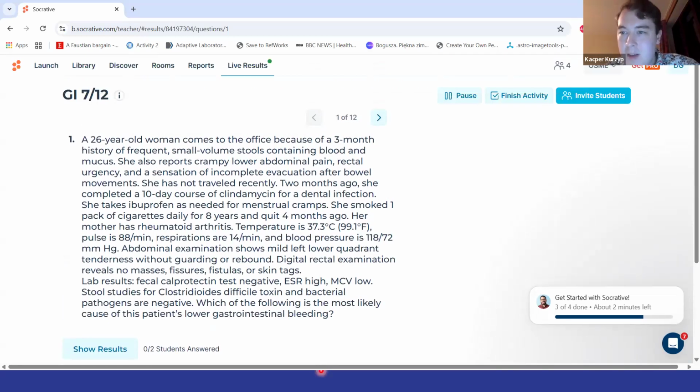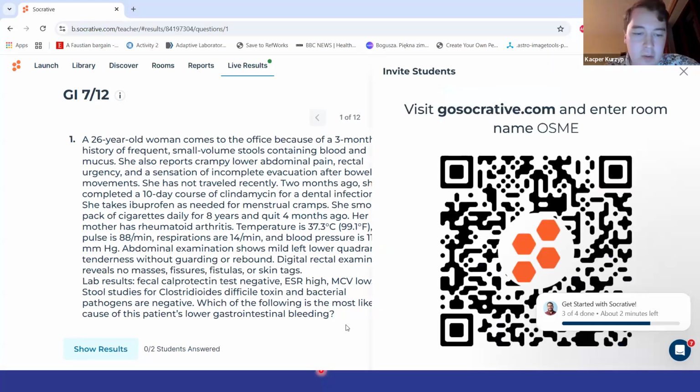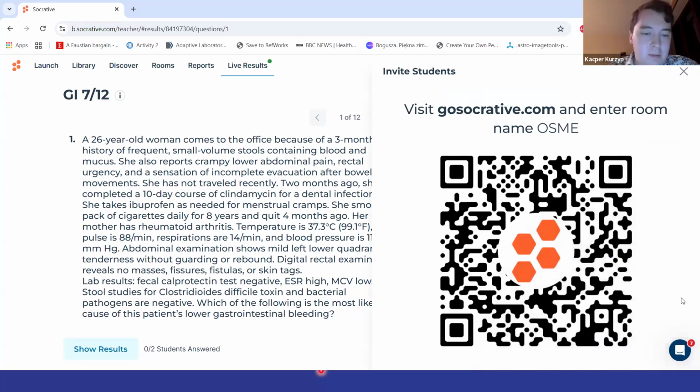I see two students currently in the Socrative. In case anybody has any troubles, I've put on the QR code as well. And this is a difficult question. It's more difficult than what you would get in LabMed, so just try your best. In case you have troubles, you have the QR code in here as well. Let me know in the chat if you have any issues.